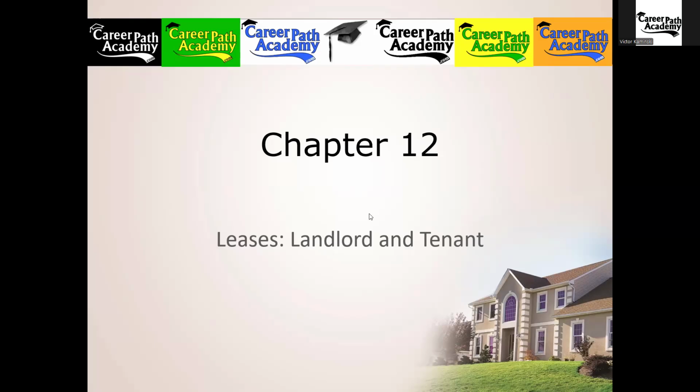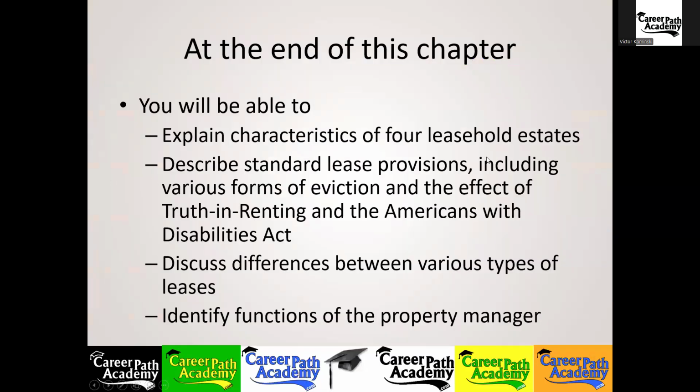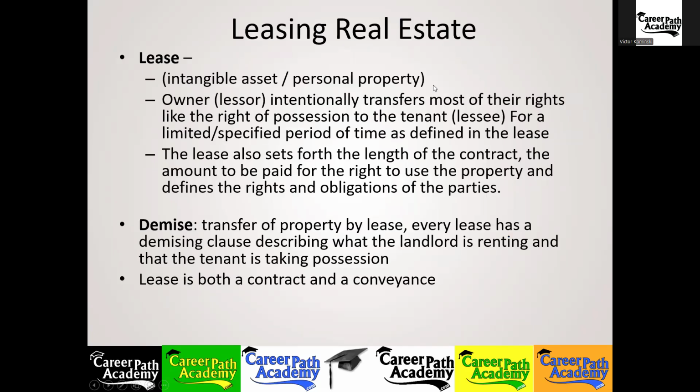So in this chapter, Landlords and Tenants, we're going to explain characteristics of the four types of leasehold estates. We're going to describe the standard lease provisions, including various forms of eviction, learning what eviction is, and the effects of the Truth in Renting and the Americans with Disabilities Act. Some of it we've gone over before in chapter 4. Discuss differences between various types of leases and identify what is the primary function of a property manager and who acts as a property manager.